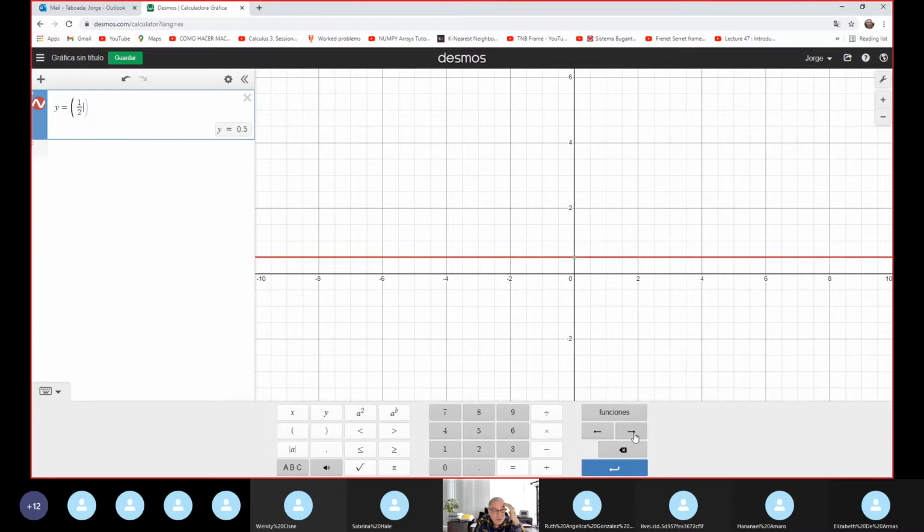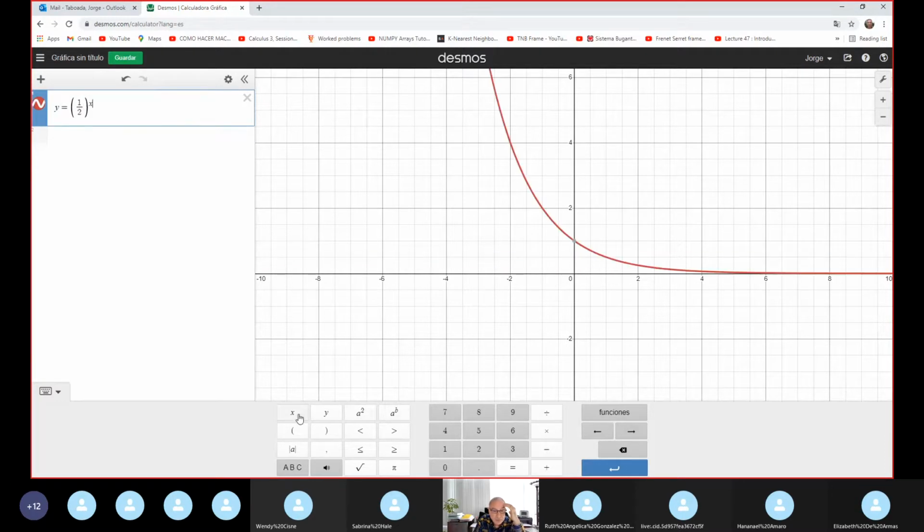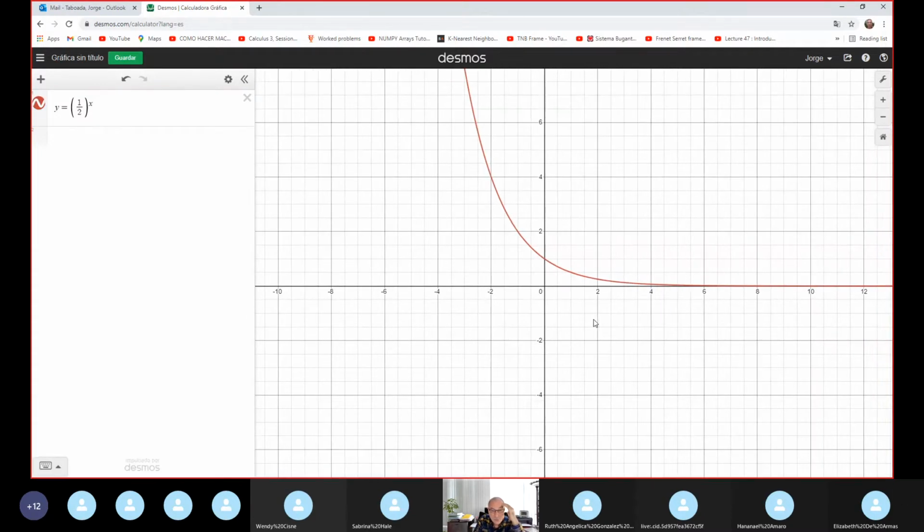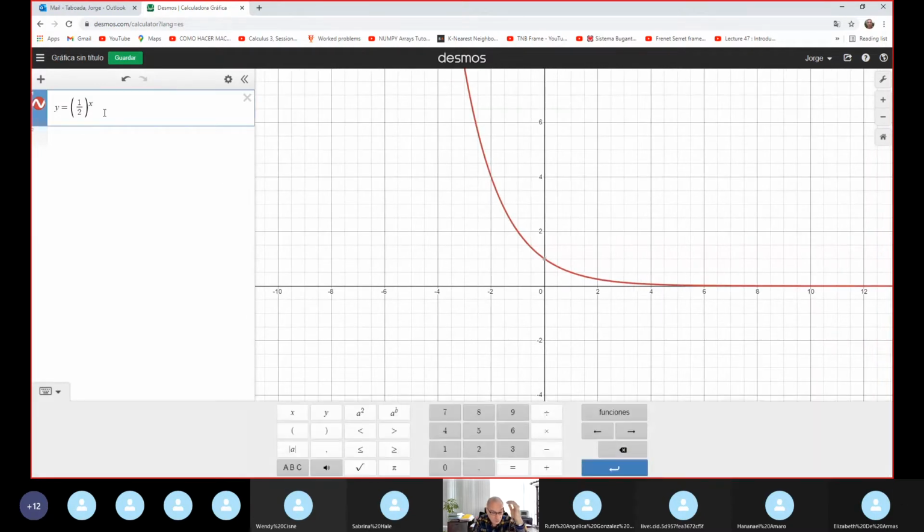Close the parentheses. Power x. Boom. Do you see decimal or no? And we have the famous point. The famous point is 0,1.